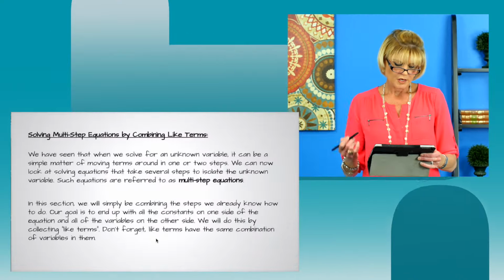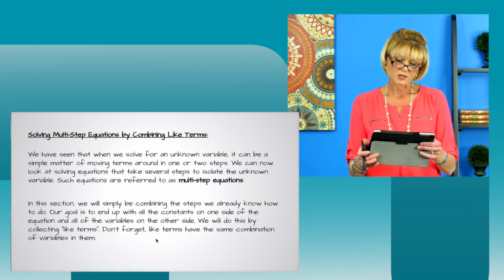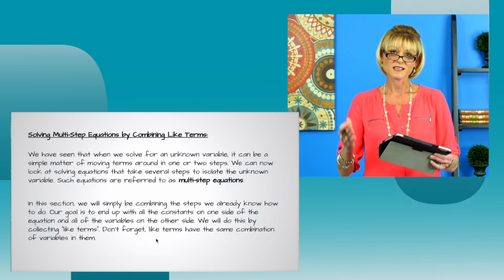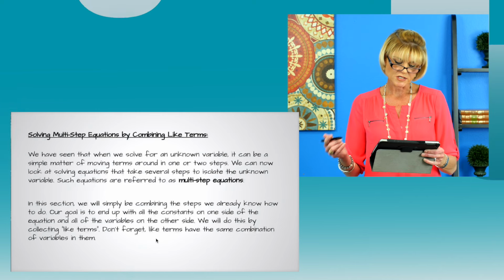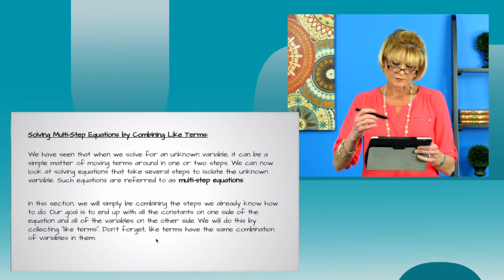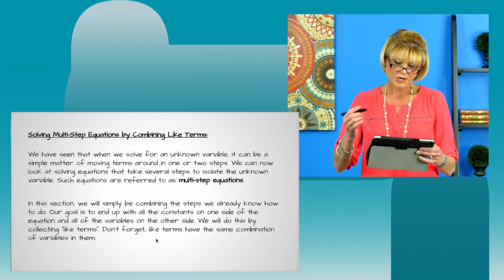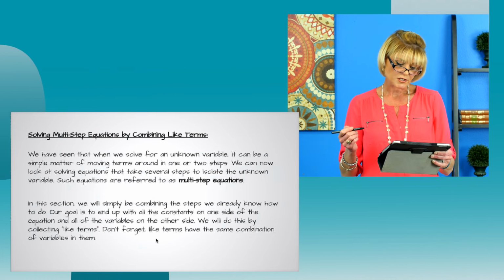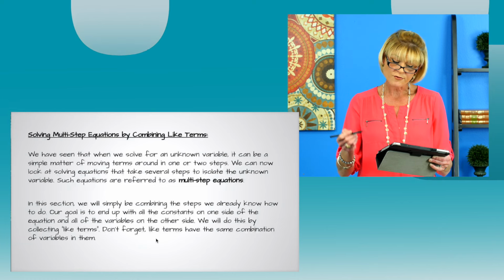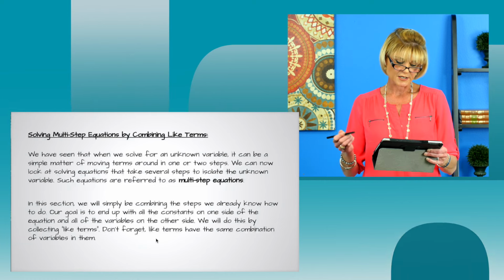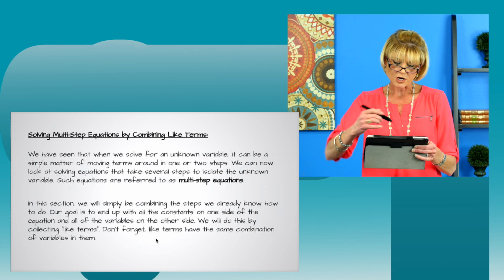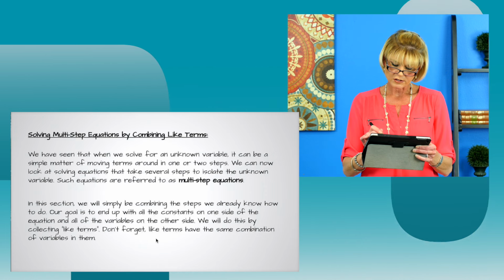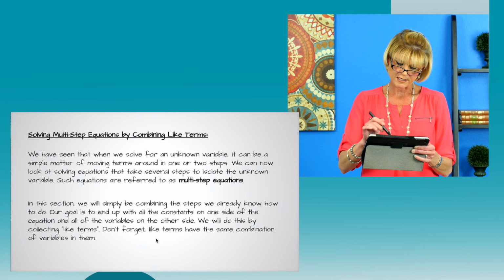Okay, so let's talk about solving multi-step equations by combining like terms. So we've seen that when we solve for an unknown variable, it can be a simple matter of moving terms around in one or two steps. And we can now look at solving equations that take several steps to isolate the unknown variable. Such equations are referred to as multi-step equations.